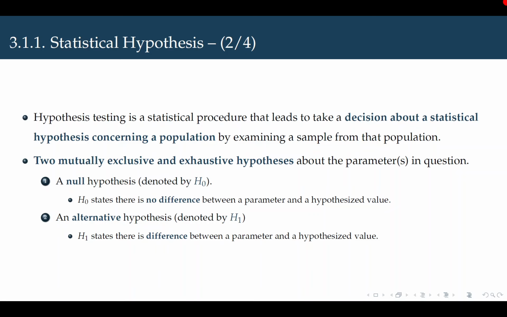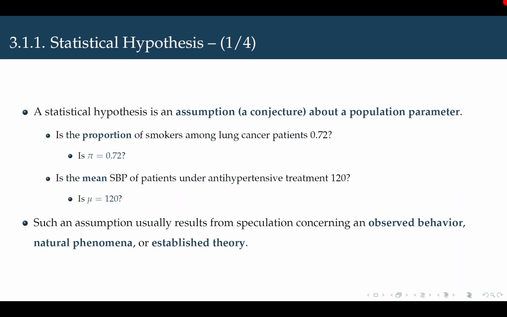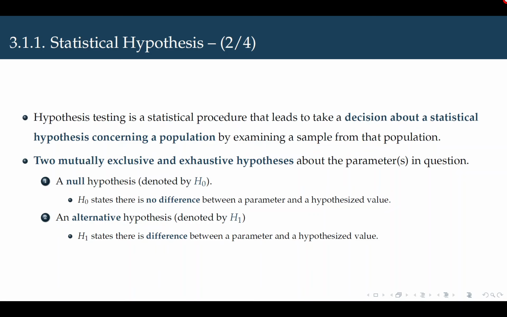So hypothesis testing is a statistical procedure that leads to a decision about a statistical hypothesis concerning a population by examining a sample from that population. So if we have these assumptions, like whether the population proportion is 72% and the mean systolic blood pressure is 120, for this we are interested in making a decision about this hypothesis concerning the population by examining a certain sample from that respective population.